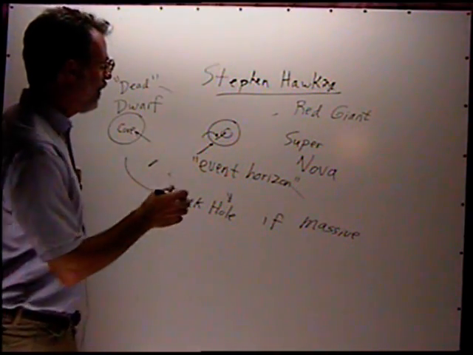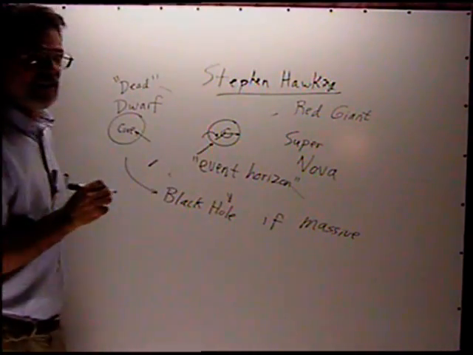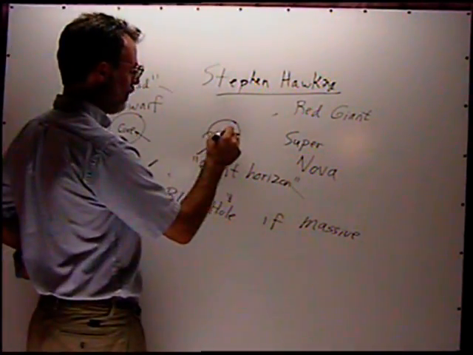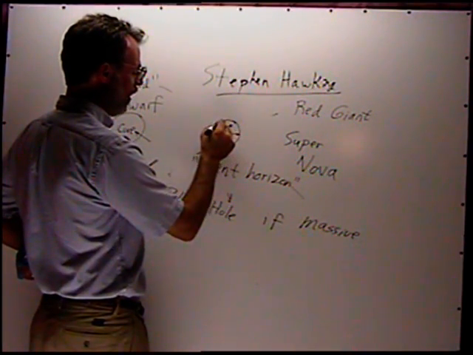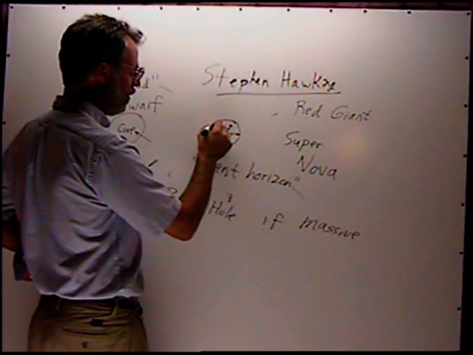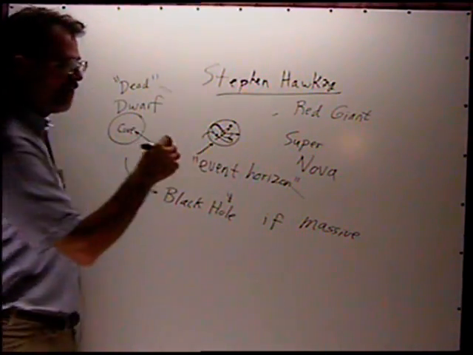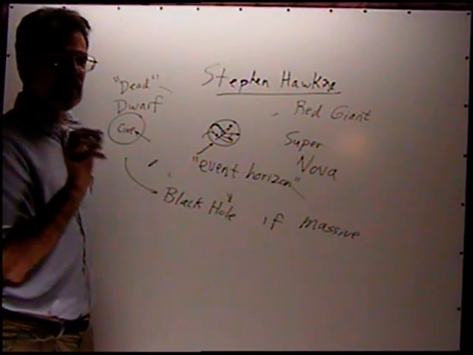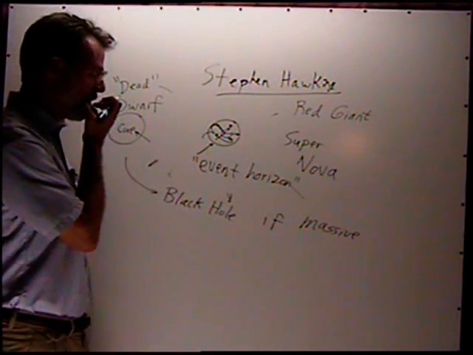But the gravity is so large that not even light can escape. Even if light tried to escape, you might think it just circles back around. Its gravity is so intense that a beam of light cannot even escape. That's why we give it the name black hole.